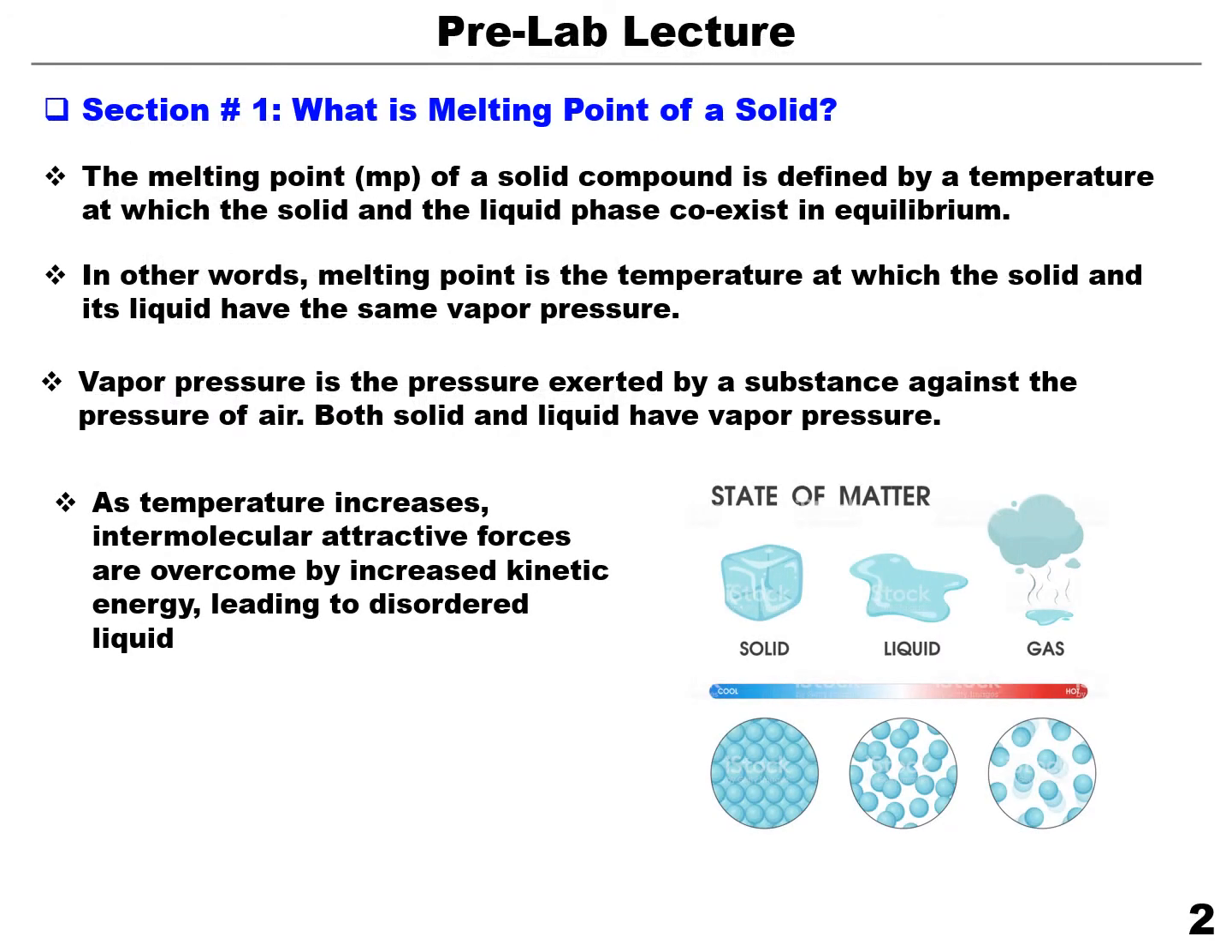So what's melting point exactly? In a basic way, melting point is simply the temperature at which a solid compound converts to liquid. In scientific terms, you can define melting point as the temperature at which a solid and liquid phase coexist in equilibrium. What that means, I may further explain in the second slide.